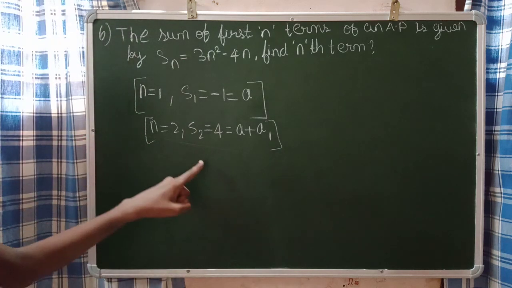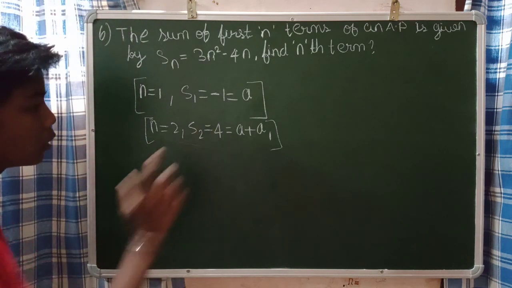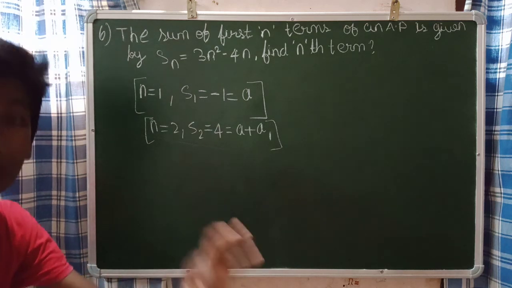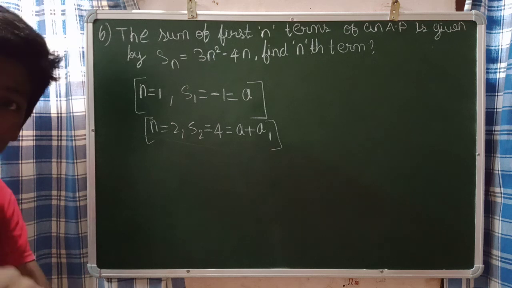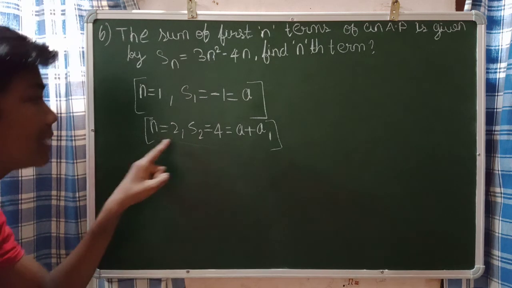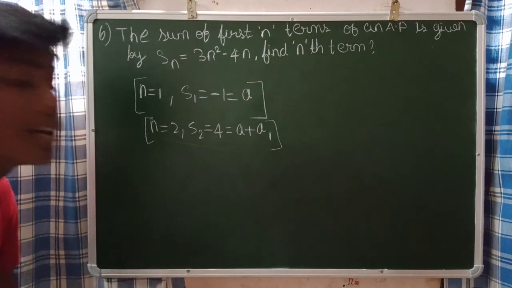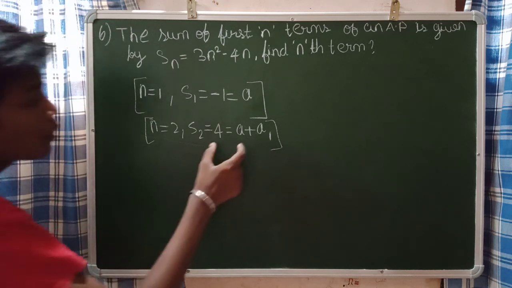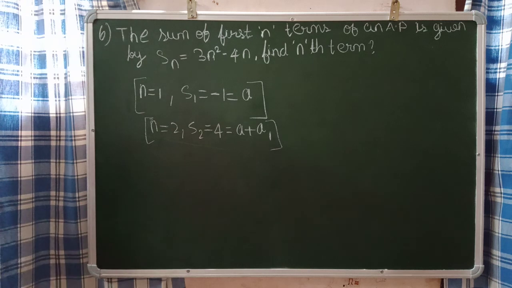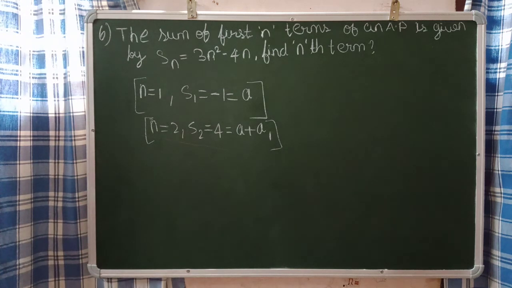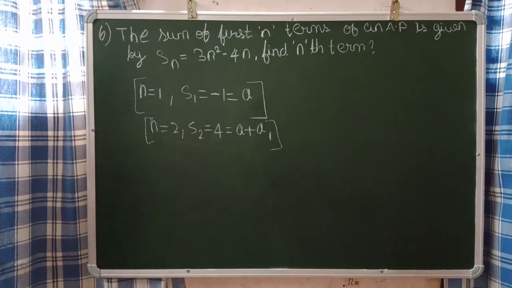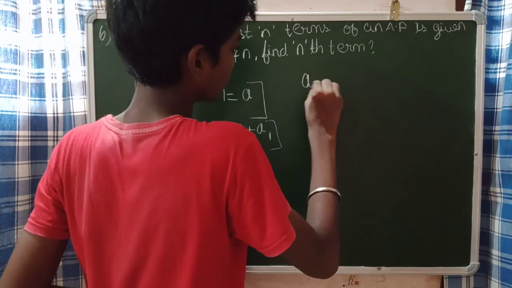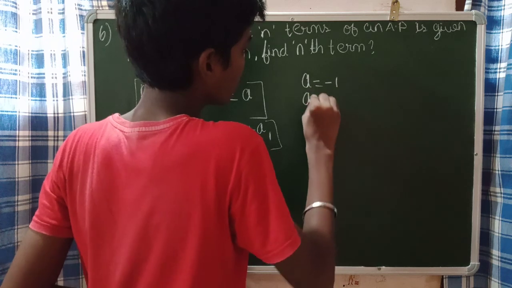And when you put n as 2, you will get S2, that is equal to 4. Your S2 is nothing but the sum of the first two terms of an AP. That is equal to a plus a1. Now guys, if a is equal to minus 1, what will be the value of a1?